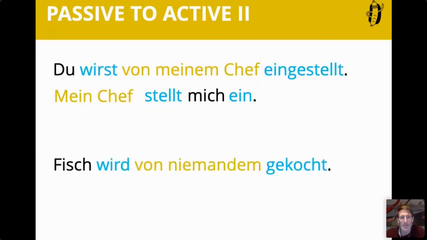Last one. "Fisch wird von niemandem gekocht." Fish is being cooked by nobody. Thank you, friend. Good correction. "Eingestellt" is separable indeed. So, "von niemandem", we can turn into "niemand". It loses the "-em" ending because no dative anymore.